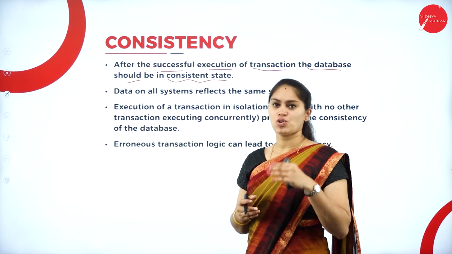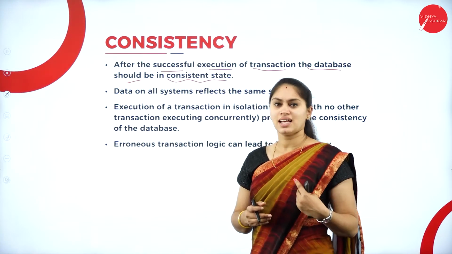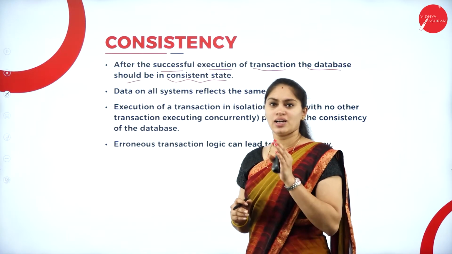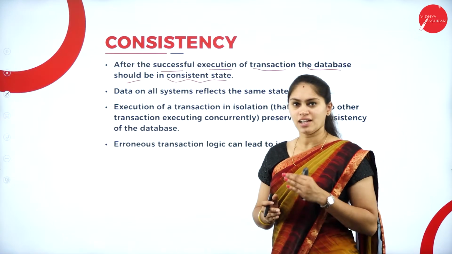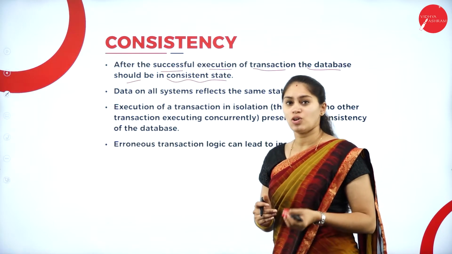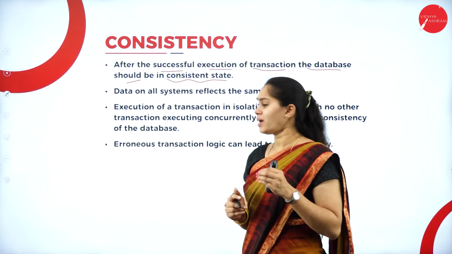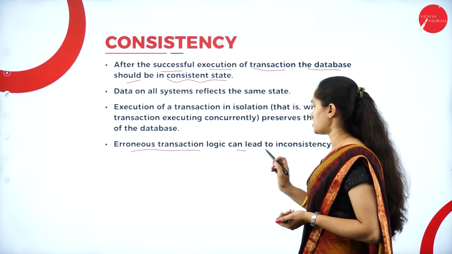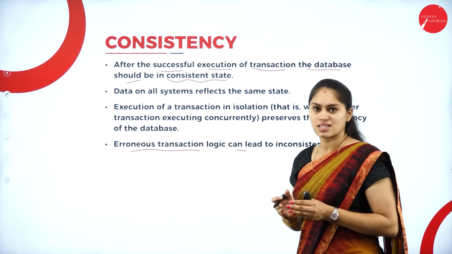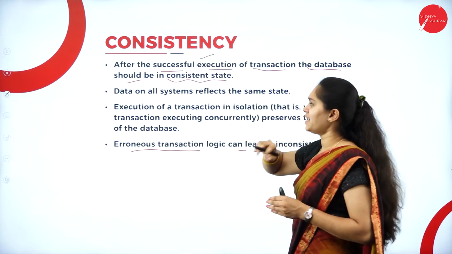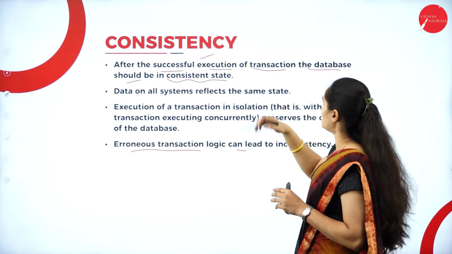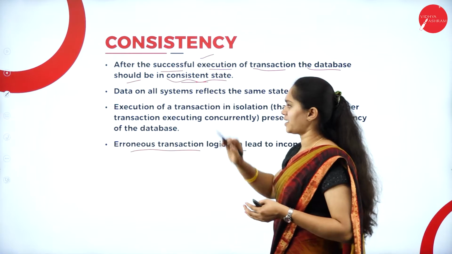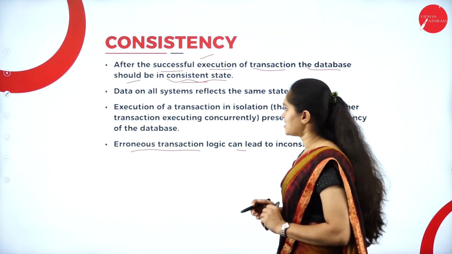Instead of that, if it is showing more or less than the actual amount that we have, then we can say that the data or state is not in a consistent form. When there is no consistency in the data, errors are going to be generated. That is, erroneous transaction logic is going to lead to inconsistency. So after a completely successful execution, whatever transaction has taken place in the database needs to be reflected, and that has to be in a consistent state.